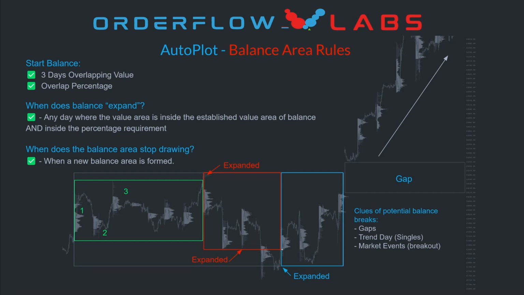So how do we trade this? You're looking for the top of balance to be resistance, right? That's pretty straightforward. And then the bottom of balance to be resistance as well. You also want to look for patterns of failed breakouts or breakdowns.